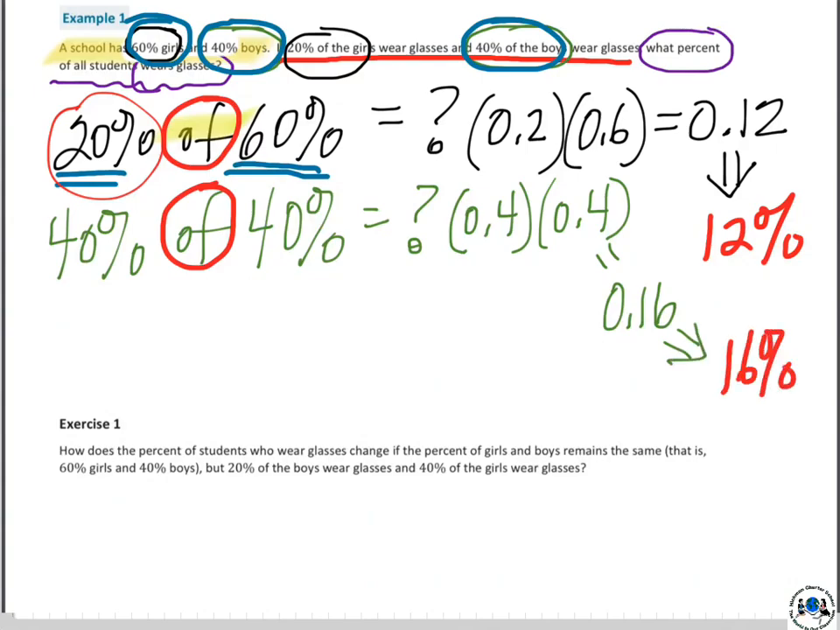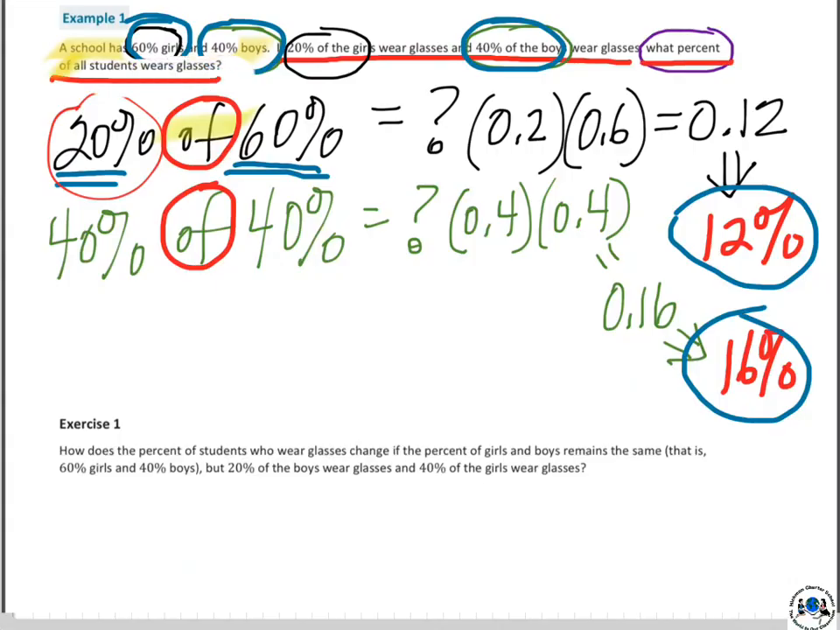Okay, so our answer has not yet been arrived at, because our question is, what percent of all students wear glasses? Well, if we know 12% of those glasses wearing students are girls, and 16% of those glasses wearing students are boys, then all we have to do is add them up, and we get 28%. Okay, so 28% of all students in this school wear glasses, and we got that from all of this up here.